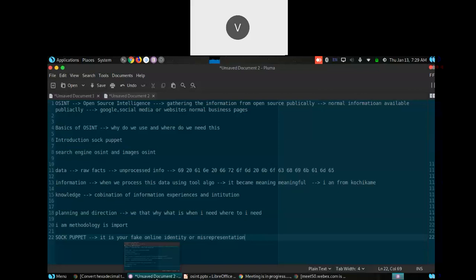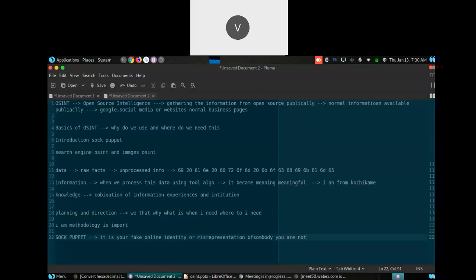If you want to be good in investigation, you need to know how sock puppets are created and how to create legit sock puppets, which cannot be identified or traced. It is your fake identity, a misrepresentation of somebody you are not. And you need to make sure this fake profile never ties back to you. It should never come back to you.